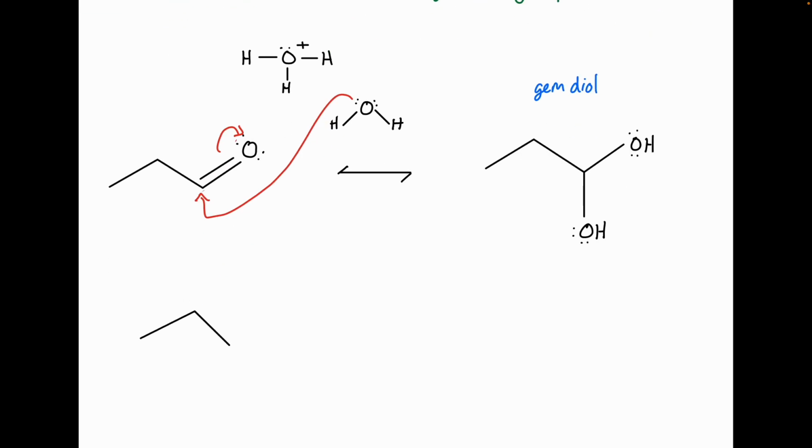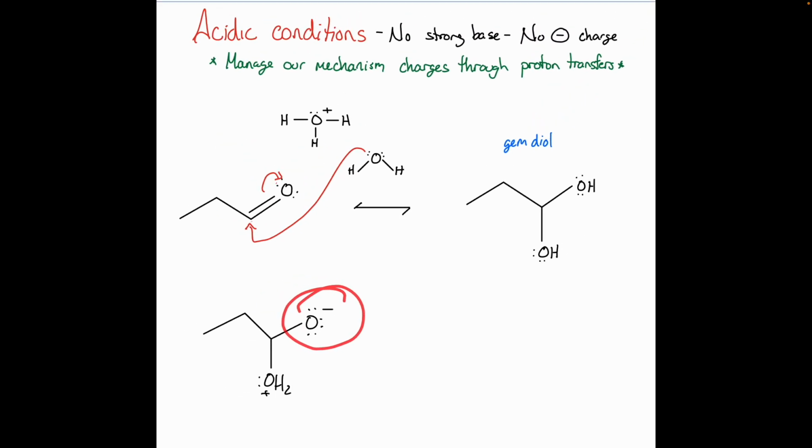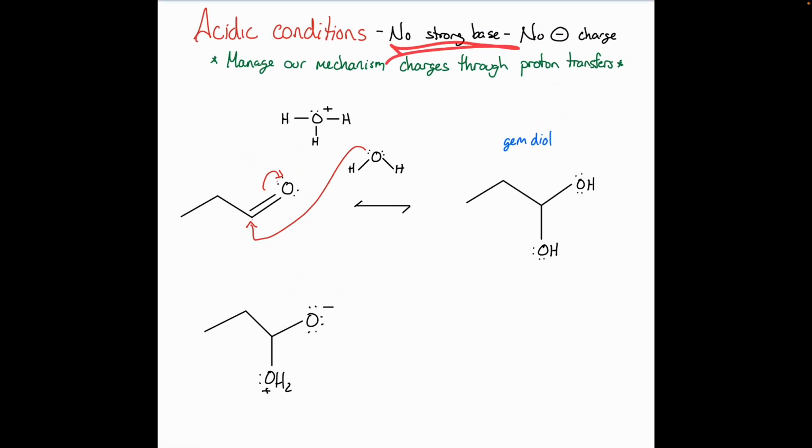because my intermediate here would look something like this, where one of those oxygens was positively charged, but the other one was negatively charged, and that can't be allowed under acidic conditions, where I'm not allowed to have any strong bases. So nucleophilic attack will not be the first step under acidic conditions. Instead, we're going to have to use these protonation steps to manage our charges.